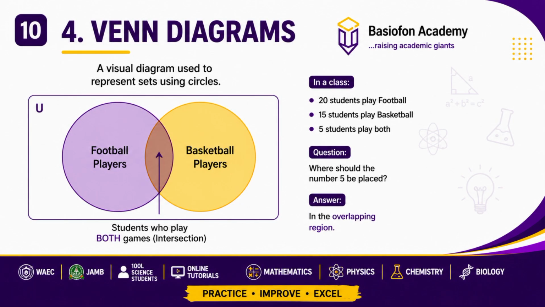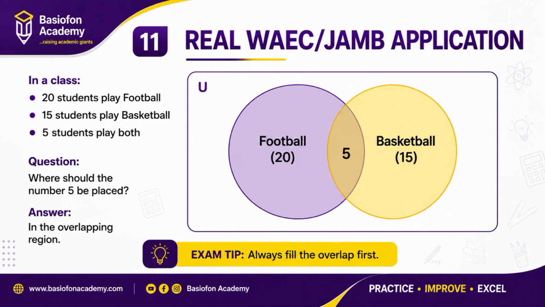Let's introduce the game changer for exams, Venn diagrams. A Venn diagram is simply a visual illustration that uses geometric circles to represent sets and how they relate to one another. This is what makes complex WAEC and JAMB word problems look incredibly easy. Look closely at the diagram on your screen. We have a circle for students who play football and a circle for those who play basketball. Notice that sweet spot where the two circles overlap. That exact region represents the students who play both games. It is the intersection.